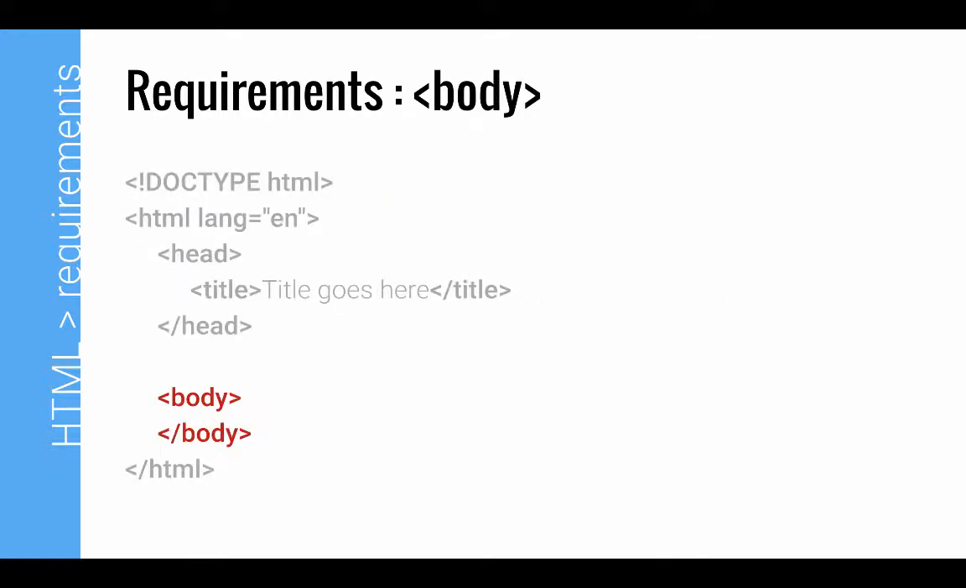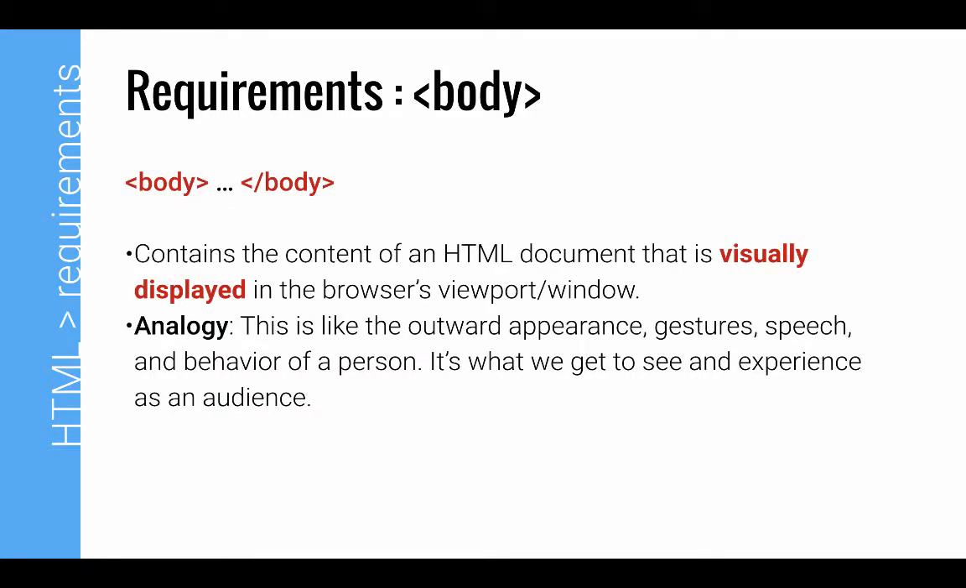Okay. The last part of the requirements for HTML markup in an HTML document is the body tag. And the body tag is where everything that you see visually in the browser window comes from. There might be some scripts or other things like style sheets that are informing what happens down in the body, but those things are being loaded up in the head. The actual structure of the page that shows up visually inside of that viewport for the browser is inside of that body tag. And again, for an analogy, this is sort of like the outward appearance, gesture, speech, and behavior of a person, right?